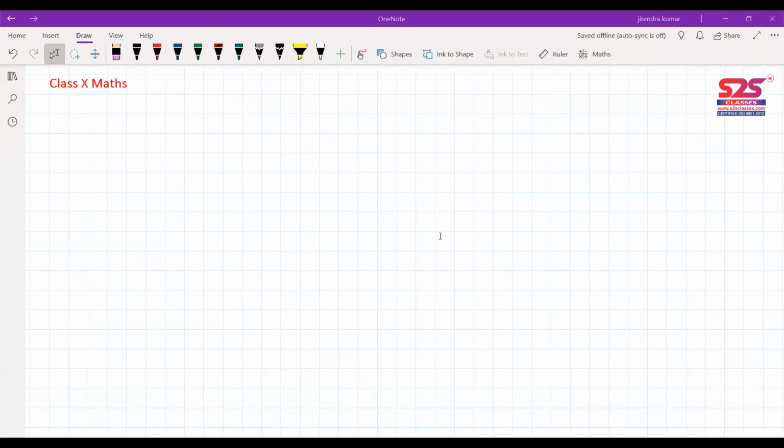So we have completed two of the methods, that is the method of substitution and the method of elimination. We will do the method of cross multiplication today. If anyone has a doubt from the last two methods, you can ask right now.